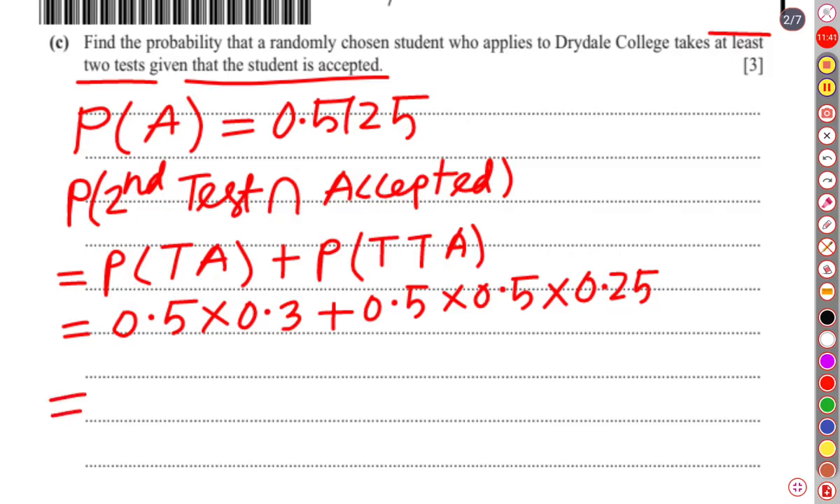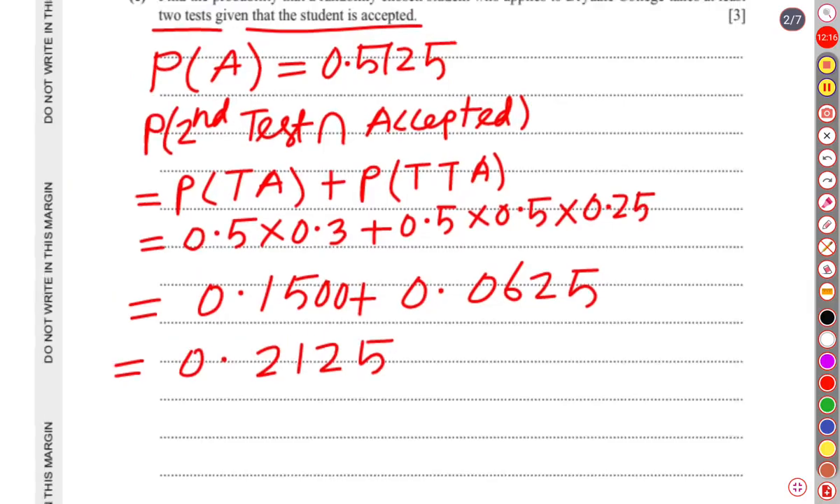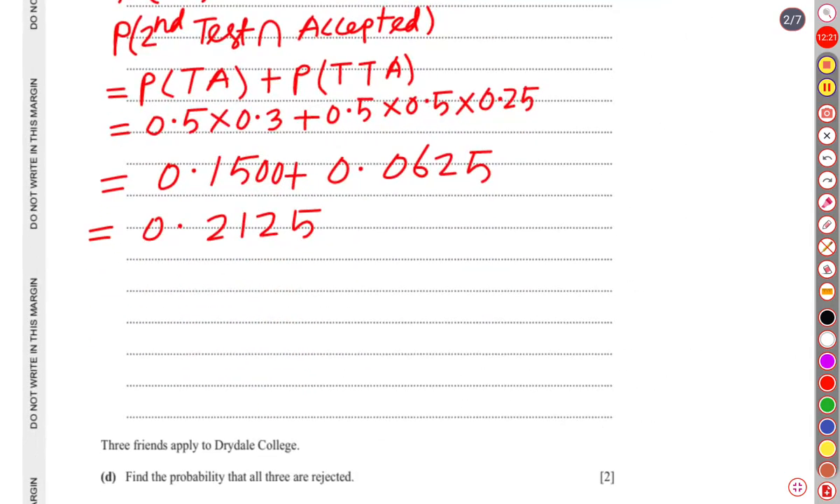So it is going to be 0.15 plus 0.0625. If we add up, it is going to be four digits. So 1500 and 625, it is actually going to be 2125, isn't it? 0.2125.